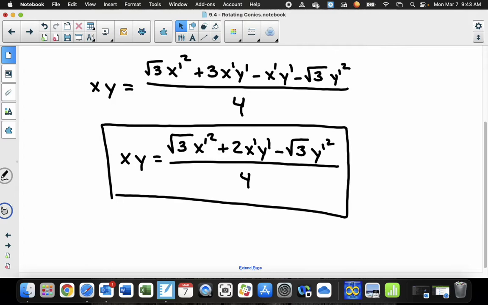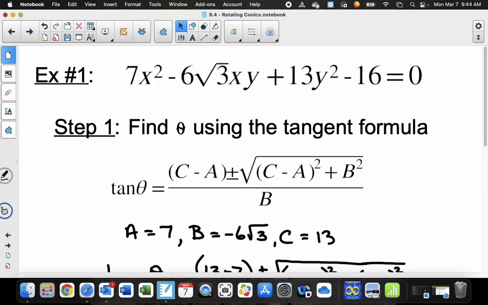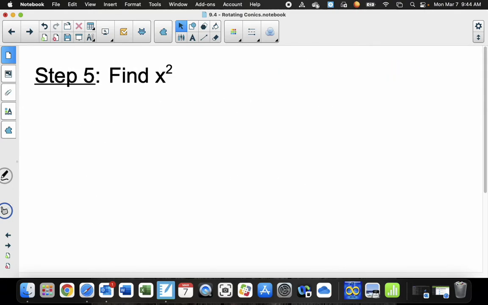I found xy. What's coming next? What else do we need to find yet? Let me go back to our original problem. I still need the x squared, and I still need y squared. Let's keep going. See why it's super important that you're organized and super important that you take your time? Okay? You can do this. You just need to work your way through and be patient. Okay? X squared. Let's do that one next.